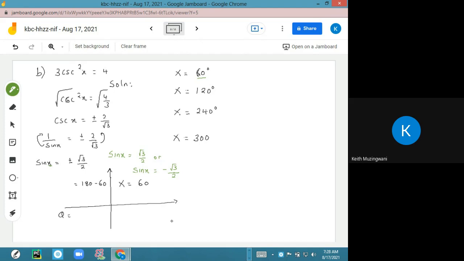Okay, but remember our question is in radians. So you convert: 60 times pi over 180, you get pi over 3. 120 times pi over 180, you get 2 pi over 3. 240 times pi over 180, you get 4 pi over 3. And 300 times pi over 180, you get 5 pi over 3. And that's how you obtain the angles.